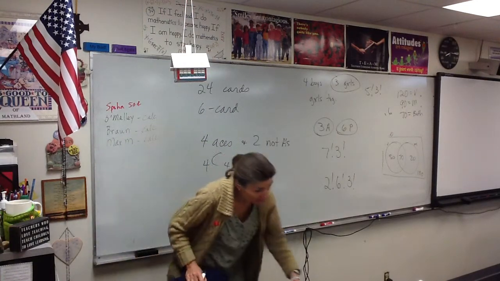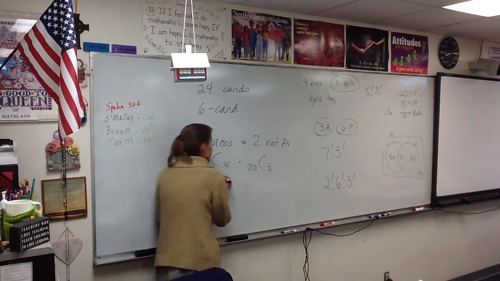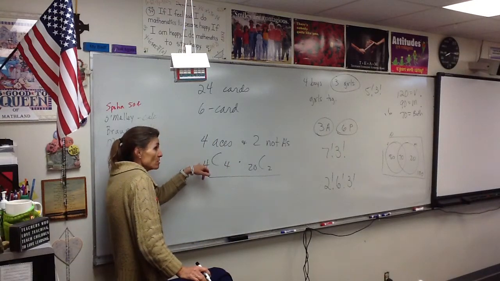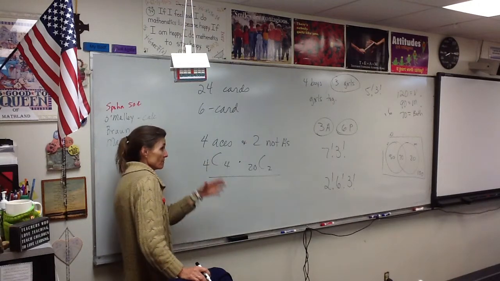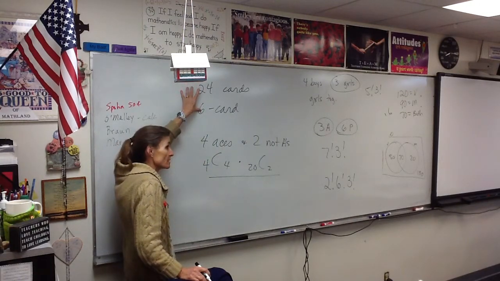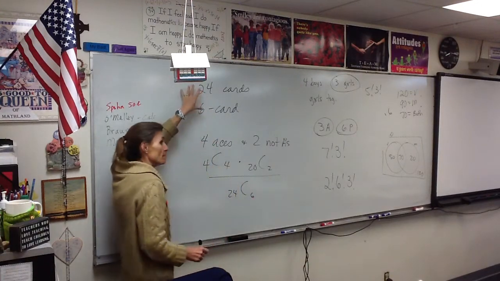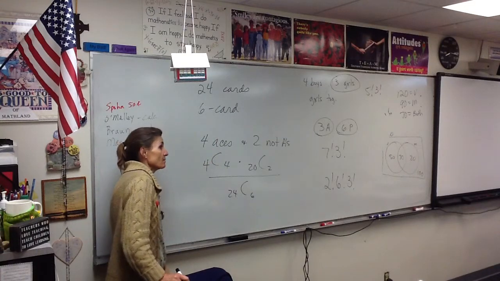Now, was that a probability question? So the denominator, this is what I want. So this is my numerator. The denominator in this problem, in all these problems, any problem associated with this scenario, is going to be 24C6 because there are 24 total cards and you are picking 6 of them. Does that make sense? Yeah.